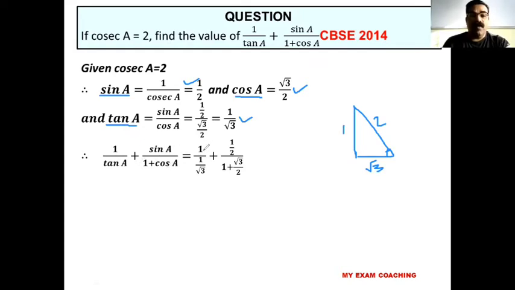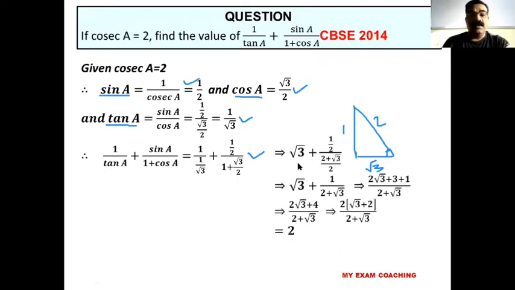So 1 by tan A, the value we already got is root 3, plus sin A we got 1 by 2, and 1 plus cos A we got 1 plus root 3 by 2. So we have to substitute the values and we got this line. Now when you simplify it, what we will get? We will get root 3 plus half divided by 1 plus root 3 by 2. Here we are taking the LCM. So when you simplify it, we will get the final value is equal to 2. So you can note it. This is one of the very important questions.